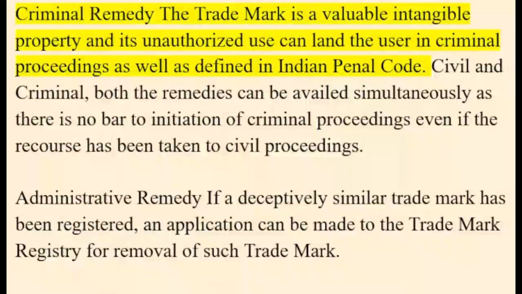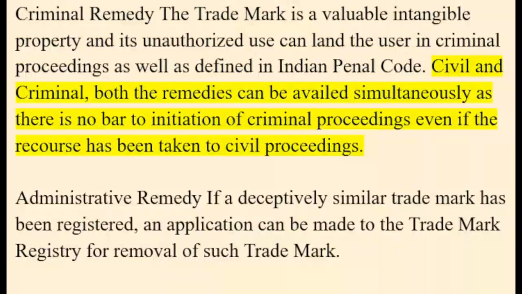2. Criminal remedy. The trademark is a valuable intangible property and its unauthorized use can land the user in criminal proceedings as well as defined in the Indian Penal Code. Civil and criminal, both the remedies can be availed simultaneously as there is no bar to initiation of criminal proceedings, even if the recourse has been taken to civil proceedings.